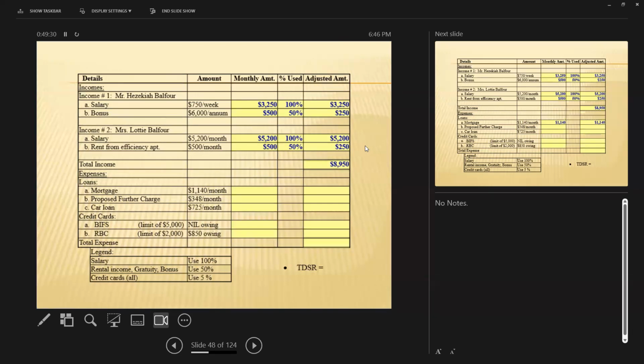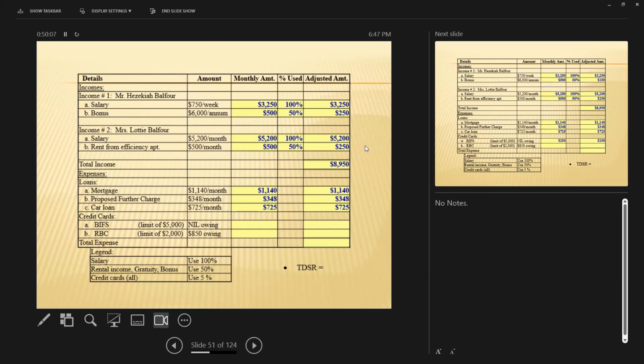So the mortgage is $1,140 per month. How do we deal with that in the monthly amount and adjusted amount? The same, yes, $1,140, both in the monthly amount and the adjusted column. The proposed further charge, $348 per month, and so the adjusted amount is $348. The car loan, $725 in both columns, yes.